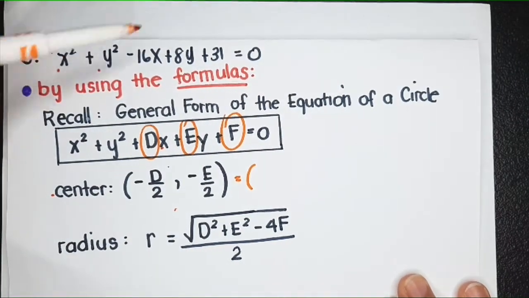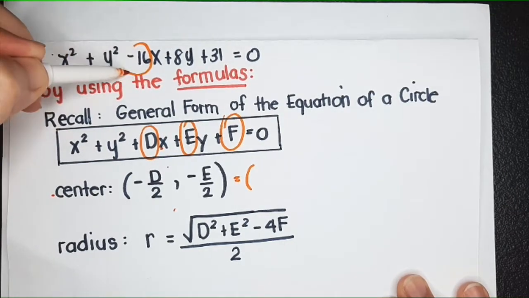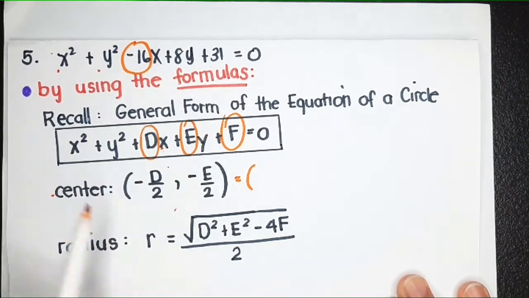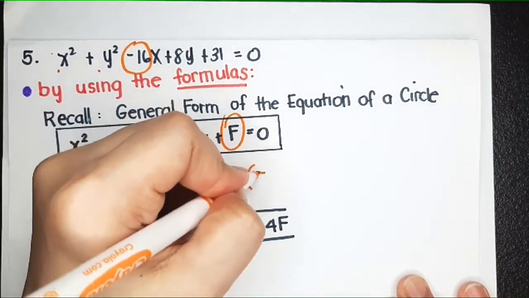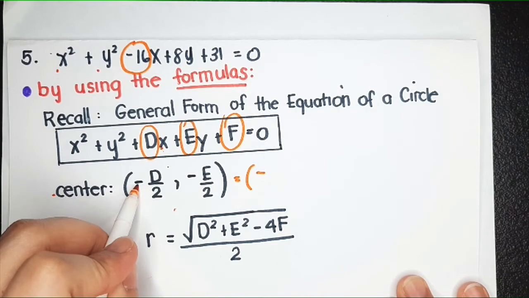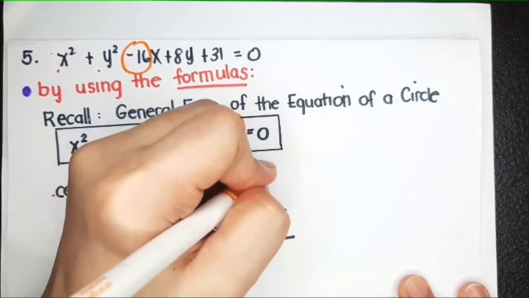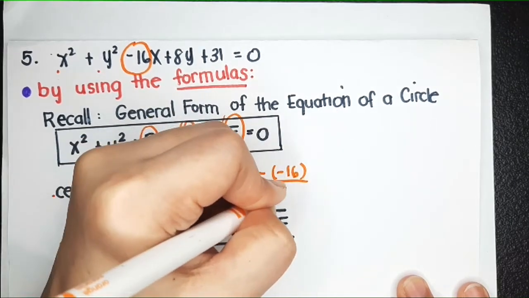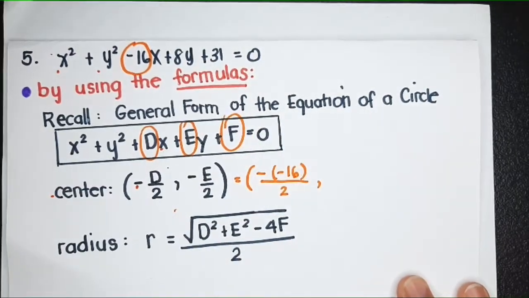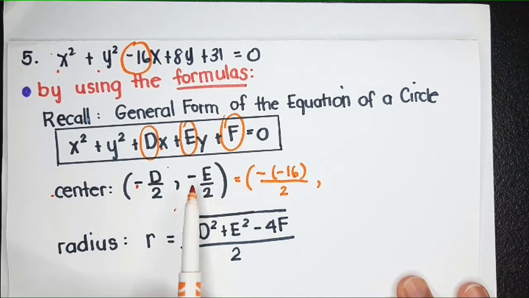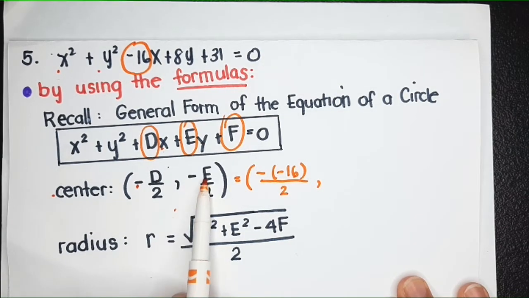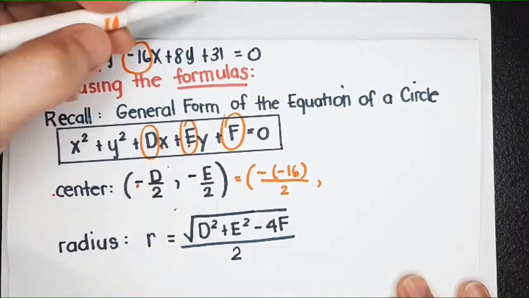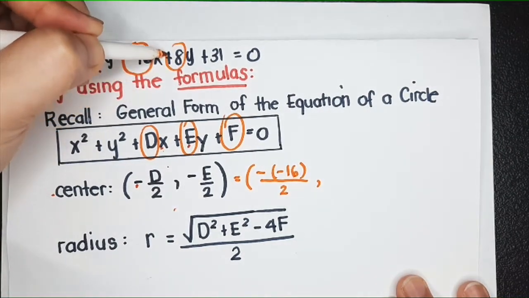So ano ba yung d dito? Here. Negative 16. Yeah, the coefficient of x. So we write negative of d. So your d is negative 16, divided by 2. Okay, that's the x coordinate. Ang y coordinate is negative of e over 2. Ano yung e? Coefficient ni y. Here. Kasama yung sign, positive 8.